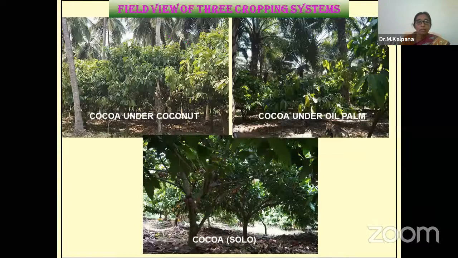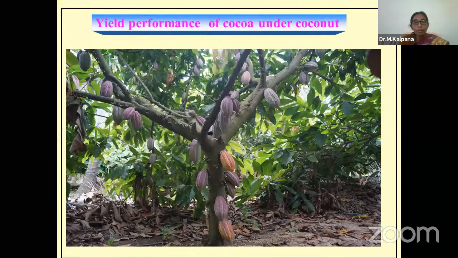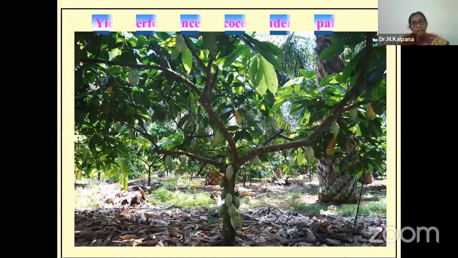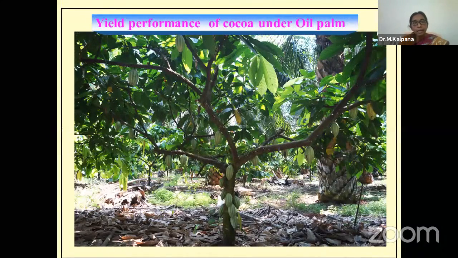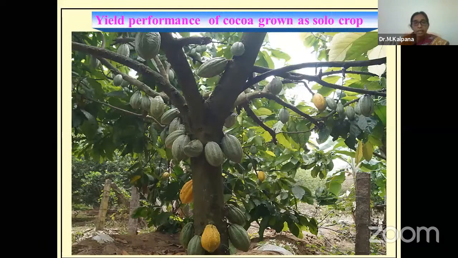Based on seeing the farmers' condition, we started one experiment at the Horticulture Research Station, Vijayarai, to see whether shade will affect the production and quality of the beans. So we have taken data from cocoa grown under coconut, cocoa grown under oil palm, and also in solo conditions. Here is the yield performance of cocoa under coconut, under oil palm, and grown as a solo crop.